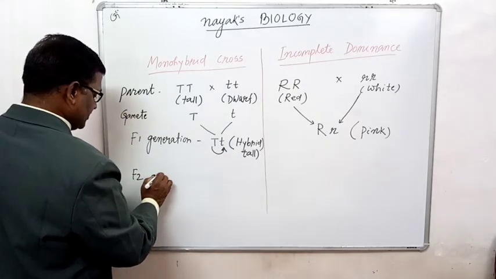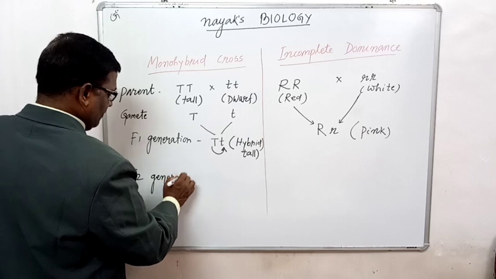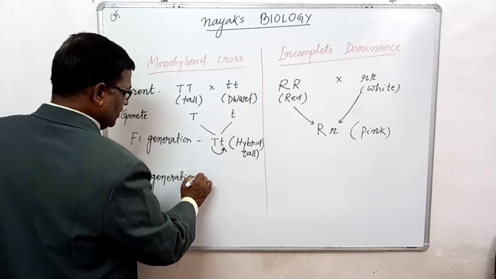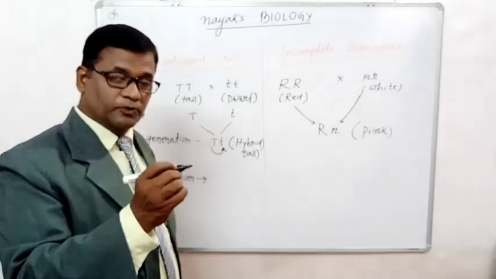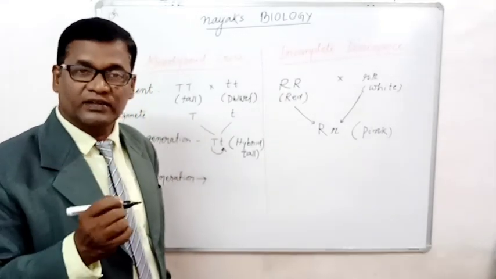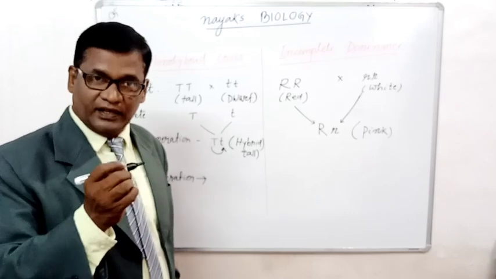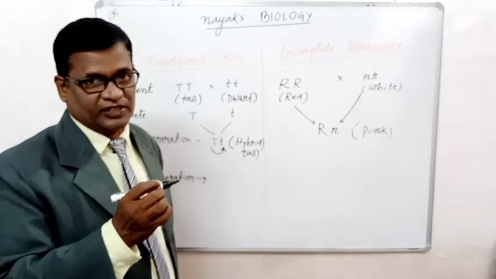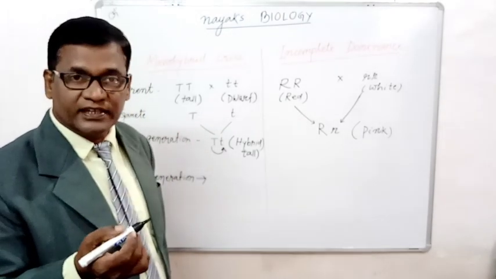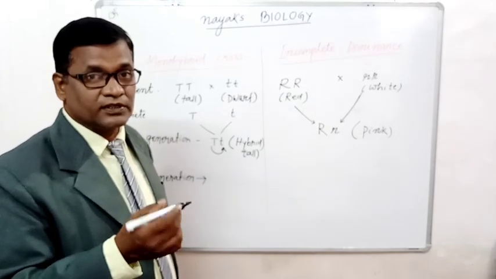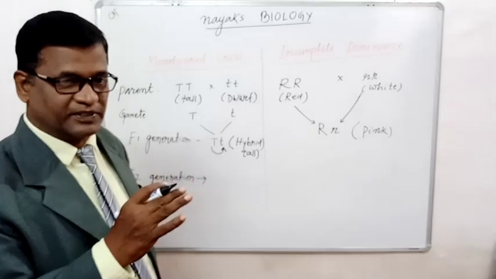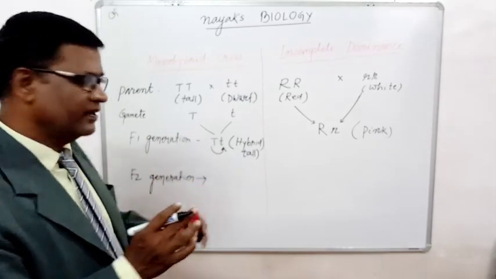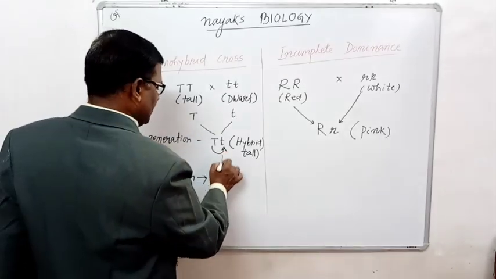For the F2 generation, what do you have to do? We have to do self-pollination. What is self-pollination? Suppose in a bisexual flower, the anther and stigma are present. The anther will produce the pollen grains, and the stigma doesn't produce anything. Pollen grains fall on the stigma and pollination takes place, in the same flower. That's why we call it self-pollination.